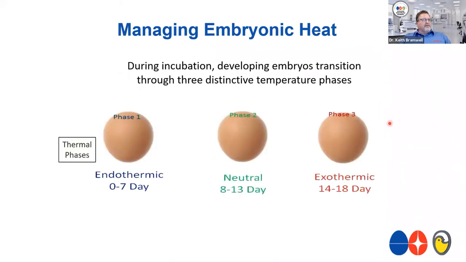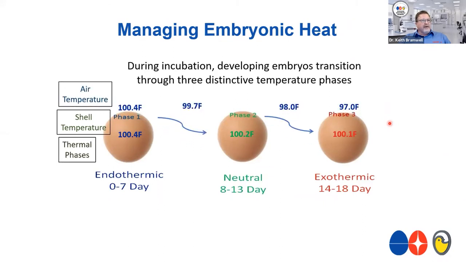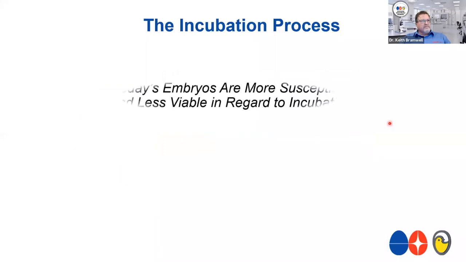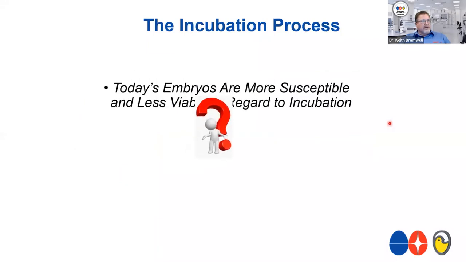So again, we have 3 different phases: the endothermic, neutral, and exothermic phase. We call them phases 1, 2, and 3. We'll get our desired shell temperature and desired air temperature to maintain that embryo temperature. The function of heat is to supplement, early, maintain, and then regulate. And most of that we know, won't spend a lot of time on that.